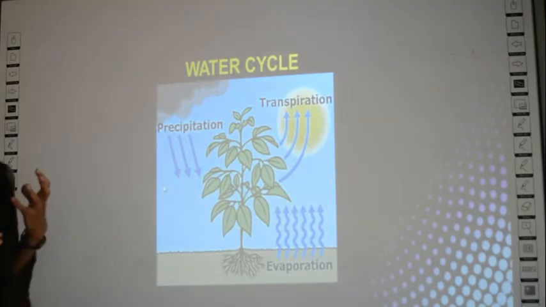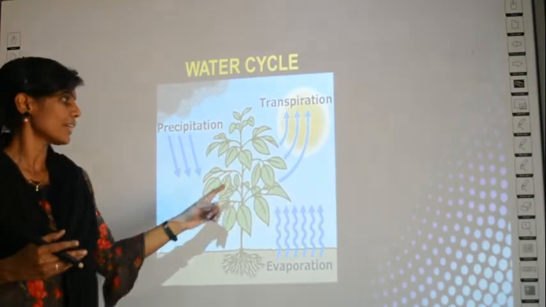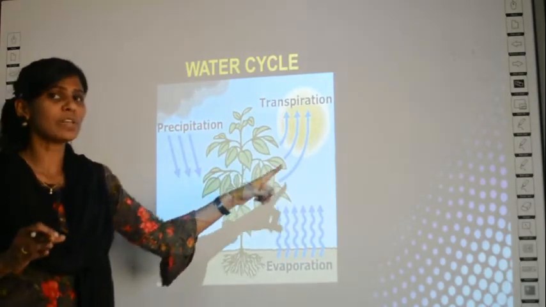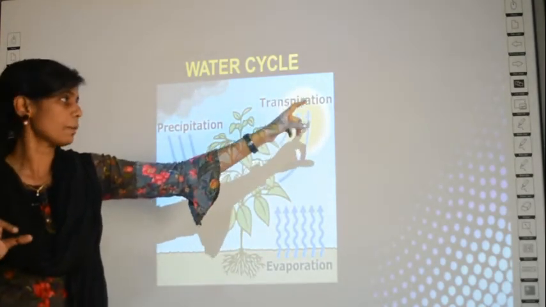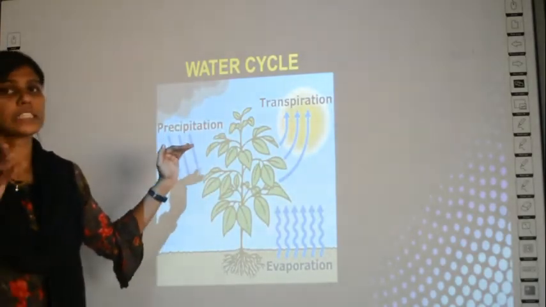And then for the water cycle, what is the water cycle? Cycling of water in the environment. Whenever there is transpiration, that water will go to the atmosphere in the form of water vapor, and this water will form clouds, and there is precipitation, which means rainfall.